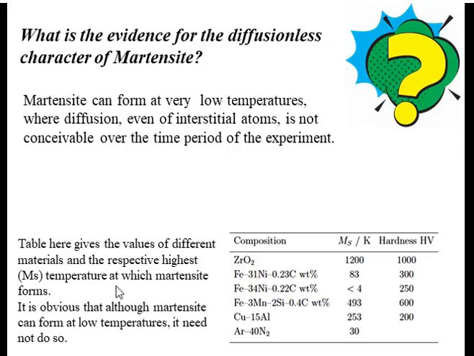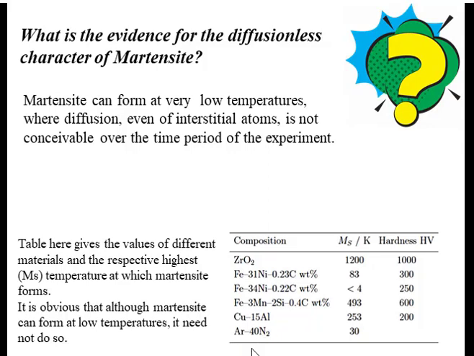Here I show you the table. It gives different MS temperatures for different materials. MS means martensite start temperature, at which martensite is forming. So you can see zirconium oxide at 1200 Kelvin, iron nickel carbon at 83 Kelvin, iron nickel carbon with a different composition of nickel at 4 Kelvin and less, and so on and so forth. Here one more thing is important. You can see the argon nitrogen system, which is not a solid system, and still we have a martensite transformation. So that means martensite can be not just for solid transformations but also for gaseous transformations.